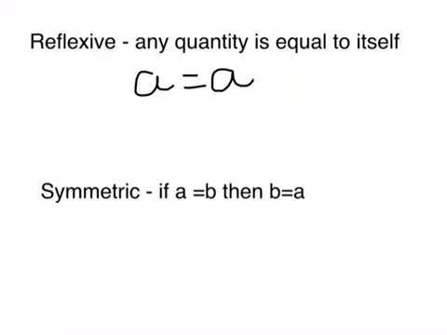The symmetric property, however, states that if a is equal to b, then b is equal to a. So all they're doing here is they're saying, well, it doesn't matter what's on the left side and what's on the right side. I can write x equals 2, or I can write 2 equals x. The equal sign is just showing that both the left and the right are of the equal quantity.